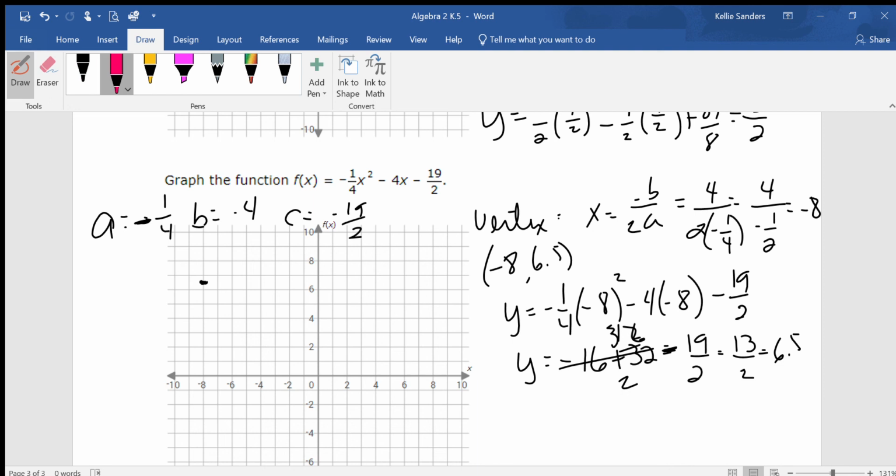Now to find the next point. Because our A has a 4 on bottom, we're going to go 4 over from our x of the vertex. Okay? That's as easy as I can make it sound. So because the 4 is on bottom, that's how much we're going to go to get to the next point. So if we're at -8, we're going to put a -4 in.